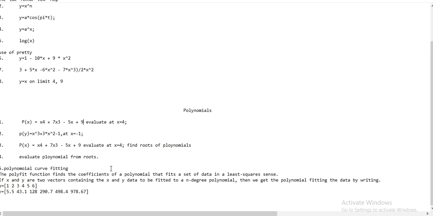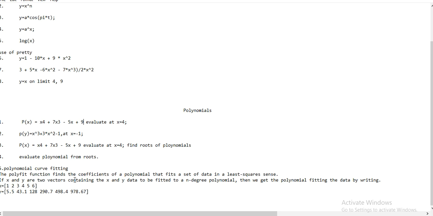Okay, this is already a curve, we have seen the graph. Okay, now what is polynomial curve fitting, right? For this we use the polyfit function. And what the polyfit function does is find the coefficients of the polynomial that fit a set of data in the least square sense. In this we are given two vectors, x and y, that will be given as data, and it will be fitted in an n degree polynomial. If we want to fit a 2 degree polynomial, quadratic polynomial, cubic polynomial.